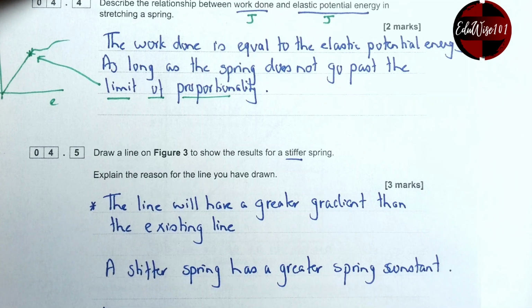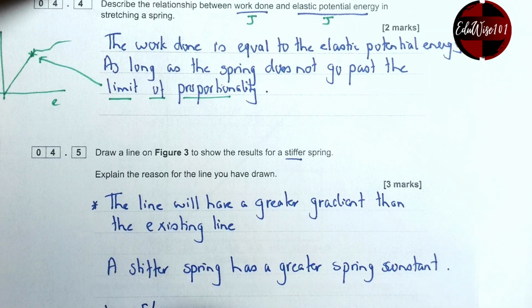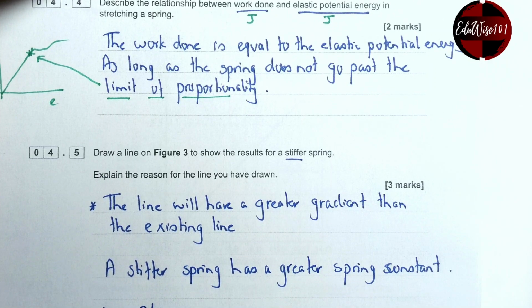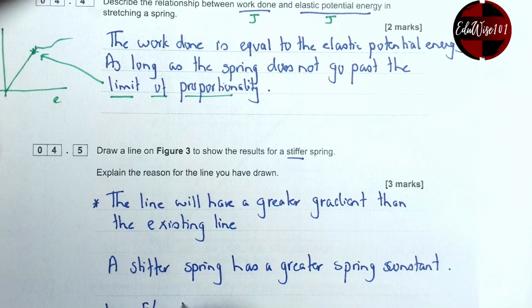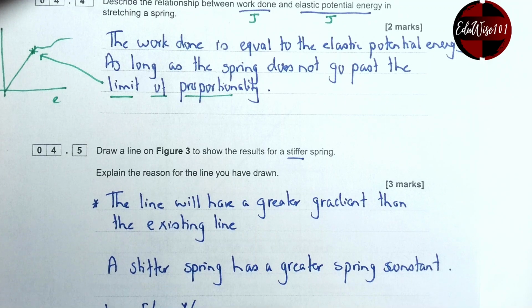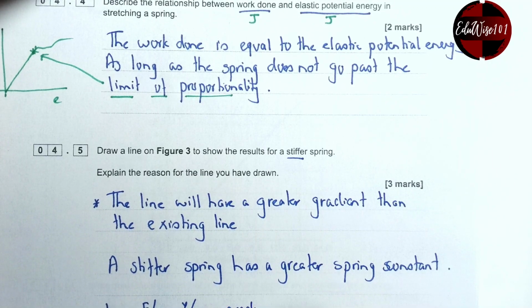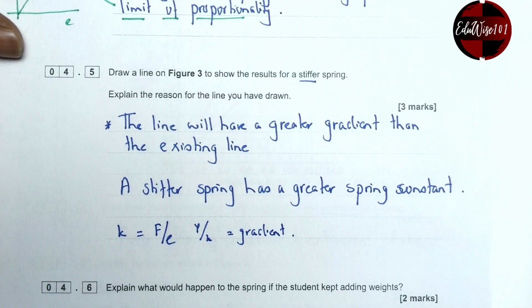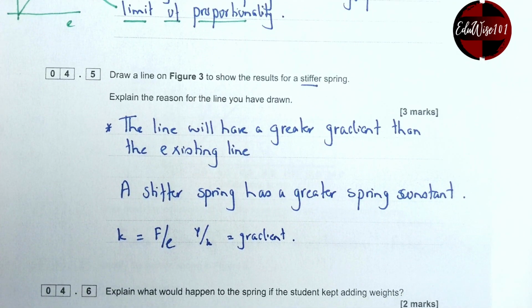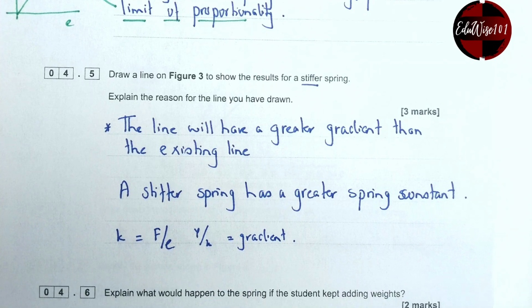If you rearrange the equation, K would become F over E. F is the y value over the x value, which is the gradient. So a stiffer spring has a greater spring constant. K, the spring constant, is equal to F, which is the y-axis, divided by the extension, which is the x-axis. Y over x is equal to the gradient.